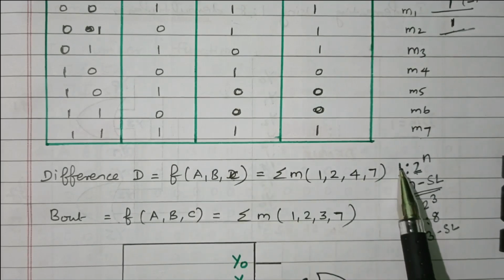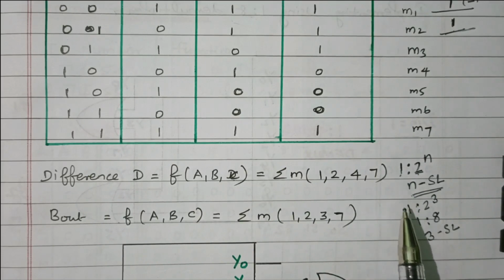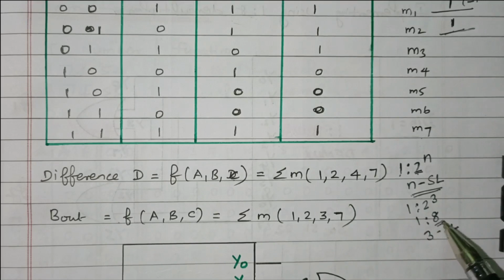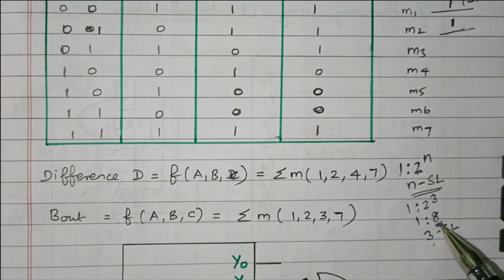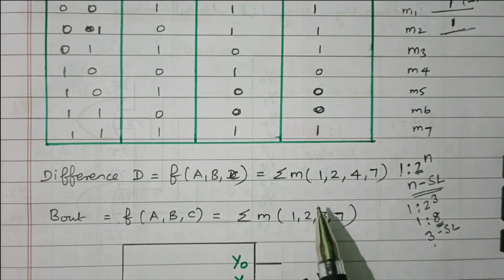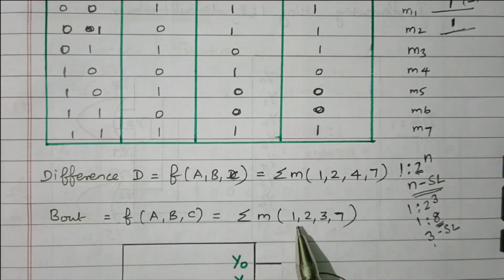What is the one input? The input, the data in, will be given as 1. So that we'll get 8 different outputs. The input is given as 1. The selection lines are given as A, B and borrow in. We'll get 8 different outputs. In that, we need only 1, 2, 4, 7 for difference and 1, 2, 3, 7 for borrow out. Right? All 8 outputs will be available.